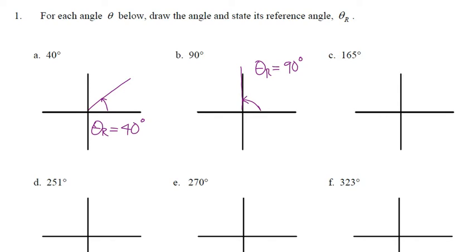165, where's 165? Which quadrant? Quadrant 2. Okay, and you put it approximately where you think it should be. Again, we don't have to be perfect. We don't need to pull out protractors and that. We're just drawing a sketch. It needs to be in about the right position. I'll label these.